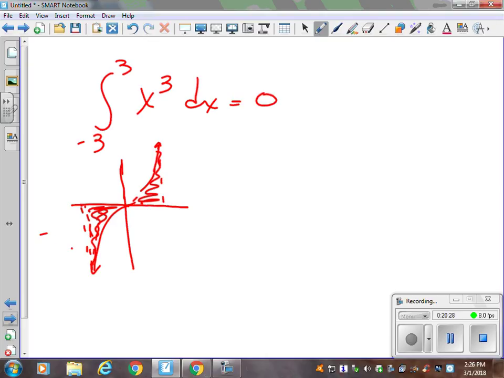Well, this has negative area, and this has positive area, and a negative and a positive cancel, right? Are all functions like this? Only if it is a function where half the graph is on each side of the origin. It has to be on both a positive and a negative plane. And because it went through the origin, that was the inflection point that cut the graph in half. That's what made it have half above and half below.